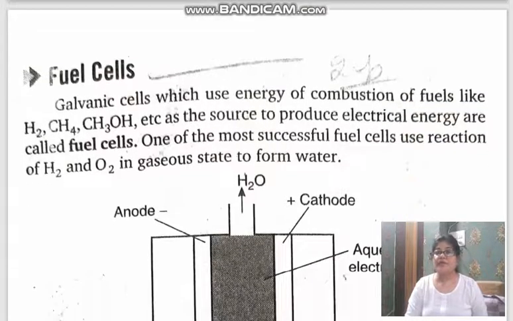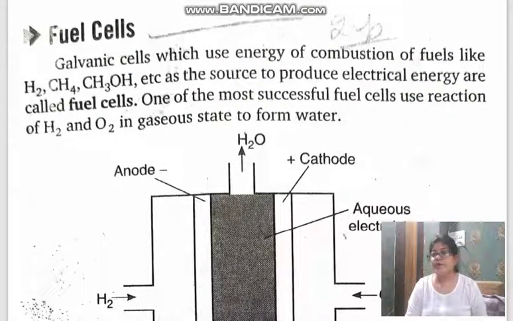Now next one, fuel cells. They are very important nowadays. Now we are going to study what is a fuel cell. The galvanic cells which use energy of combustion of fuels like hydrogen, methane, methanol, etc. as the source to produce electrical energy are called fuel cells.